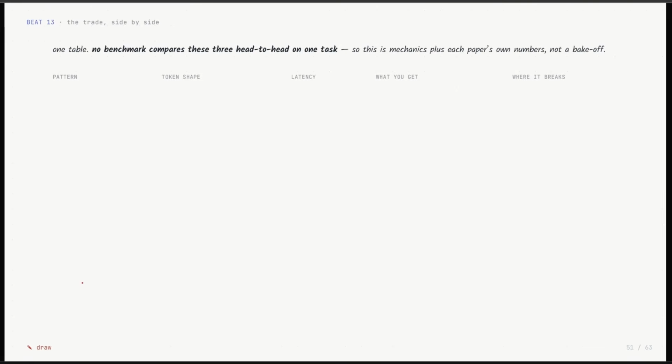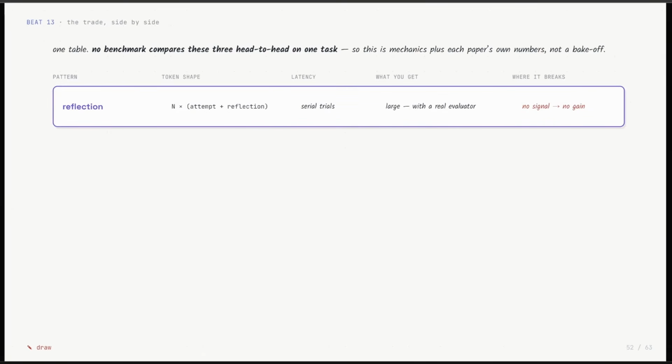Okay, now to summarize, I'm going to put everything in one table. And here you have one piece of honesty: there is no single benchmark that compares these three head-to-head on a single test. So this is mechanics plus each paper's own numbers, not a bake-off. Let's start with reflection. Of course, these are columns. The first one is pattern, then token shape, latency, what you get, and where it breaks.